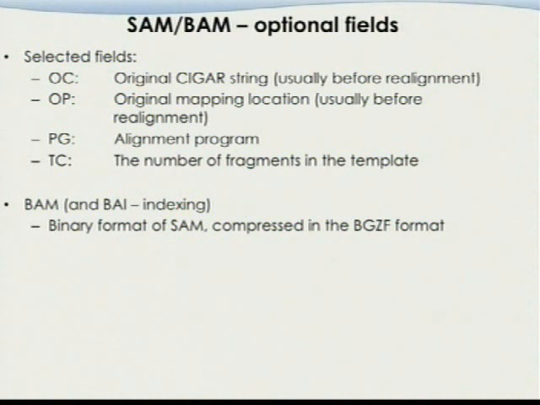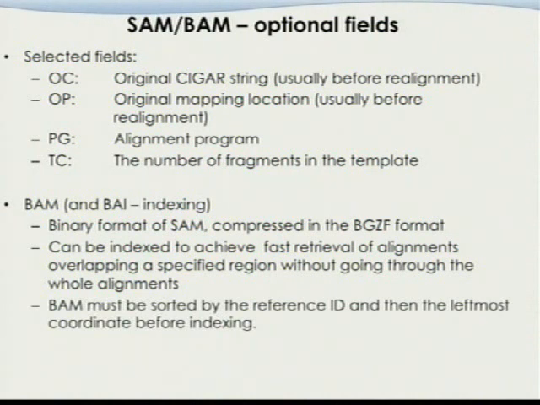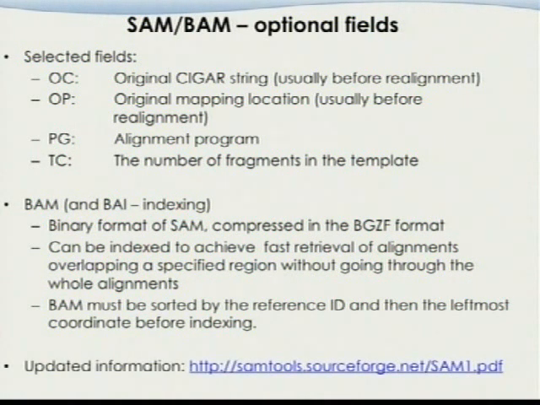Okay, and the BAM file is the binary format of the SAM file. And there are conversion tools that you can find in SAMtools. So for the students who take this class, we have to go through that as well. And these binary files can be indexed to achieve faster retrieval of the alignments overlapping with a specific region without going through the whole alignments. So this is really trying to speed up the searching for the future. And BAM must be sorted by the reference ID and then the leftmost coordinates before the indexing. So those are the information you can go through.